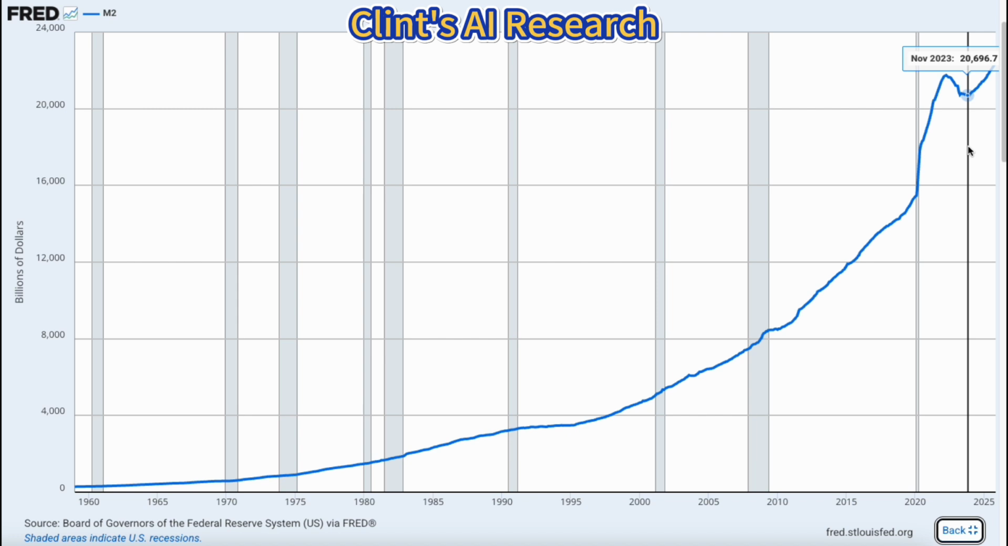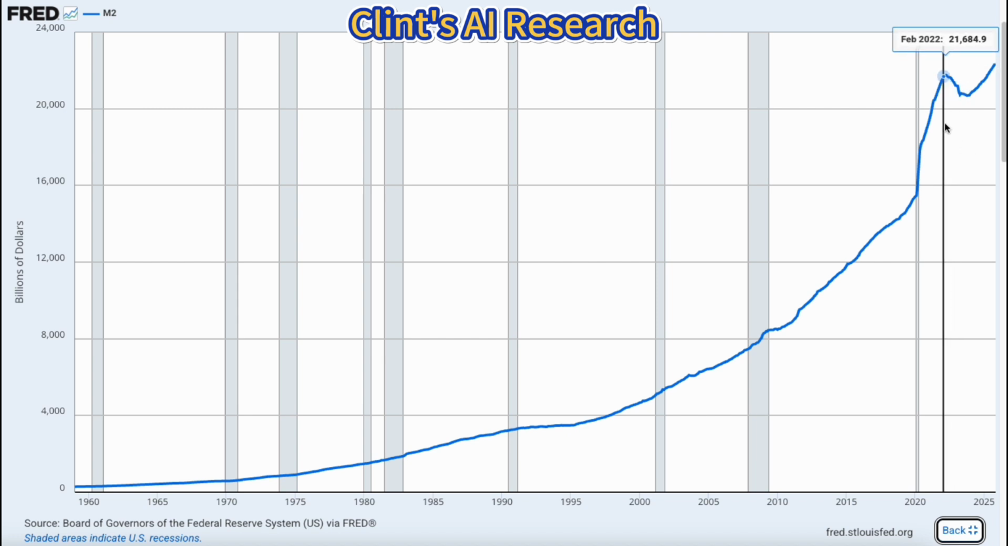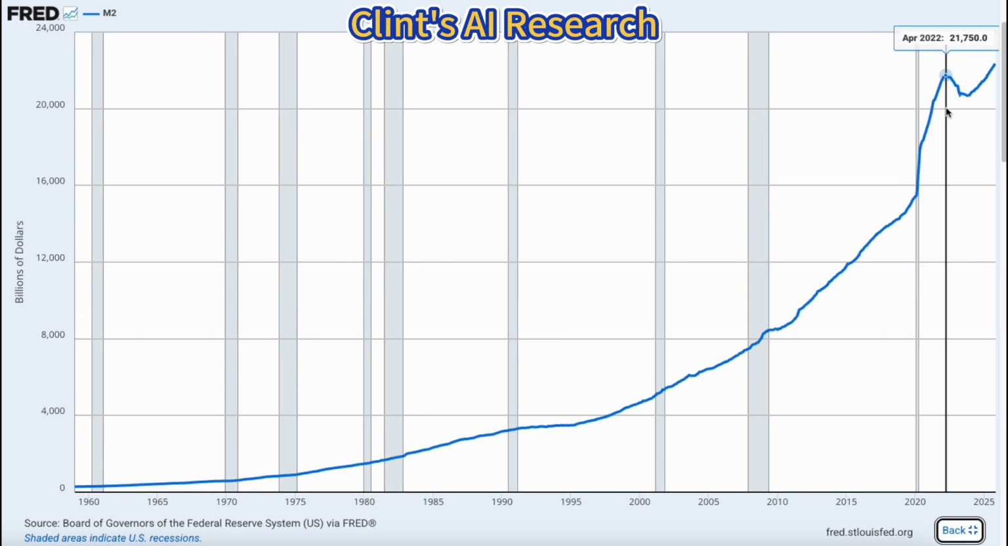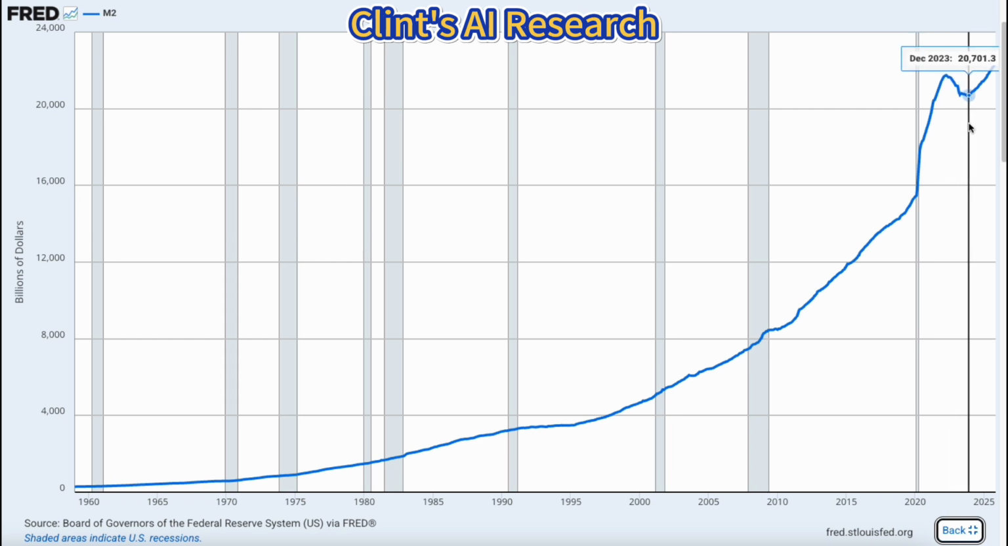Quantitative tightening, QT. The Fed shrank its balance sheet by letting bonds expire, effectively deleting money from the system. Interest rate hikes. By raising rates to over 5%, borrowing became expensive. In our banking system, fewer loans mean less new money is created.